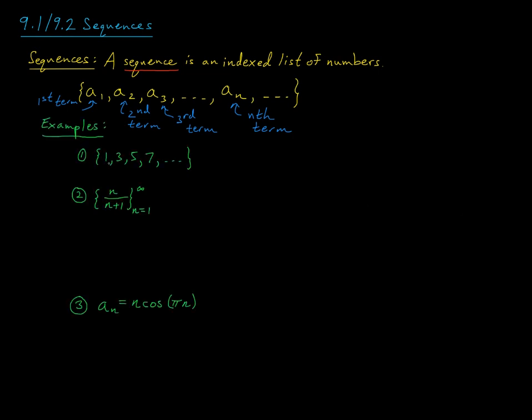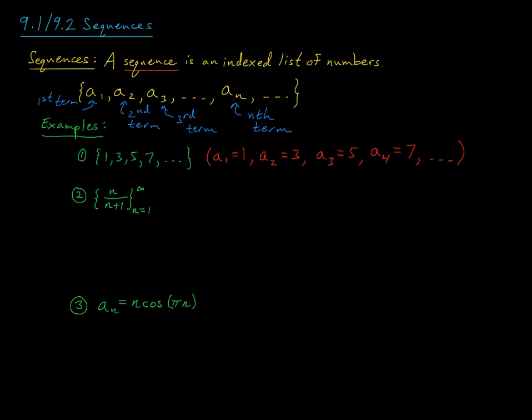For our first example, we have 1, 3, 5, 7, which presumably continues as 9, 11, 13, so on and so forth. It's just the positive odd integers. So here, a sub 1, the first term, is just 1. A sub 2, the second term, is 3. A sub 3 is 5. A sub 4 is 7, so on and so forth.